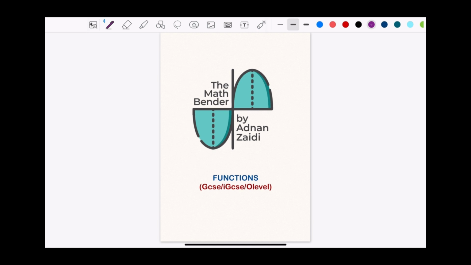So the level of this lecture is primarily focusing on the basics of functions and equations, for grades 9 till 11. So let's start.